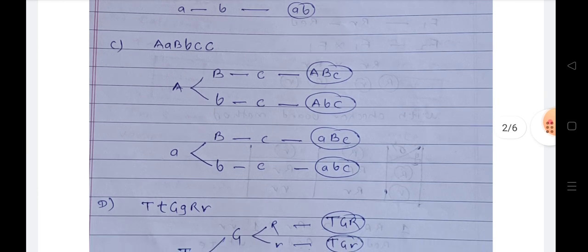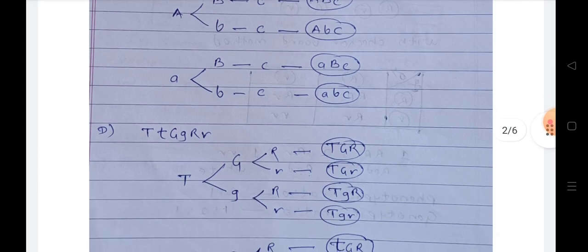Suppose a third example, 3 gene pairs are there: capital A small a, capital B small b, small c small c. In this case, the last gene pair is homozygous, and the first 2 gene pairs are heterozygous. So we can use the bracket for capital A, bracket capital B small b. The third gene pair is homozygous, so we use the straight line small c small c. Again for small a, use the bracket capital B small b, small c small c. So 4 gametes are there: capital A capital B small c, capital A small b small c, and likewise for small a. So the number of gametes produced will be 4.